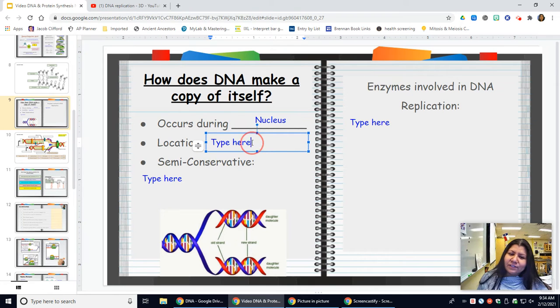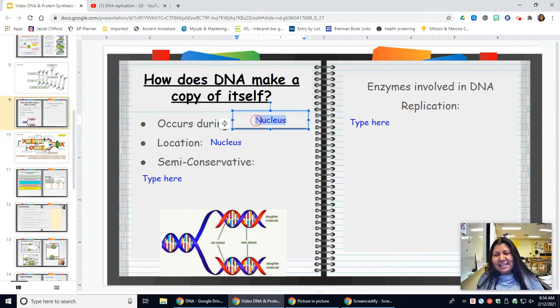And I actually just realized I switched this. Okay, so the location is in the nucleus, and up here it occurs during the S phase.